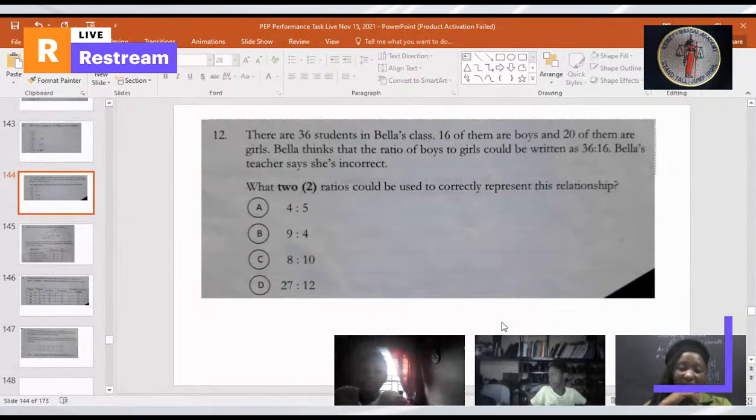So in ratio, we have to be careful with which one is listed first. They're asking for boys to girls, so we have to put the boys first and then the girls. There are 16 boys and 20 girls, so it's 16 to 20. Which of those two would cancel down? 16 to 20 is equivalent to 4 to 5, which is A, and C, 8 to 10. So that's correct, John.